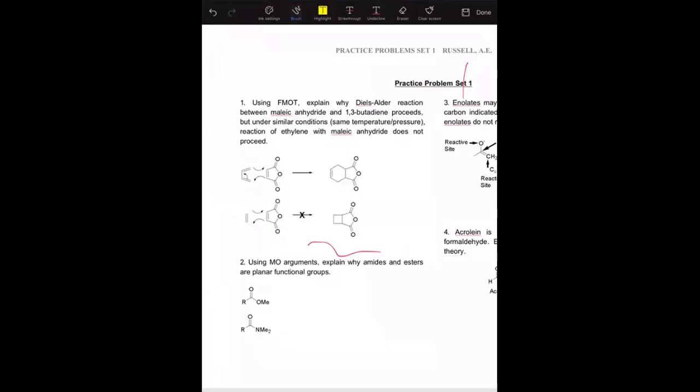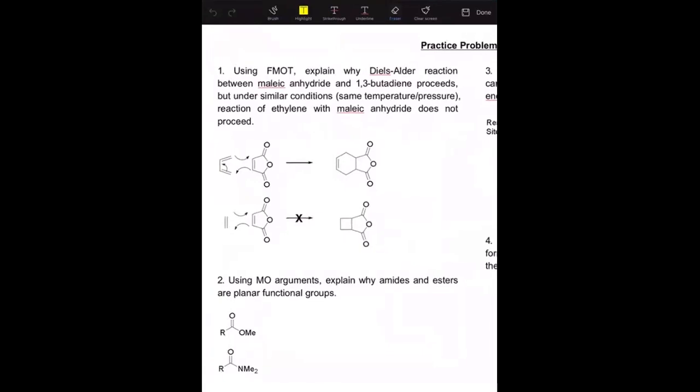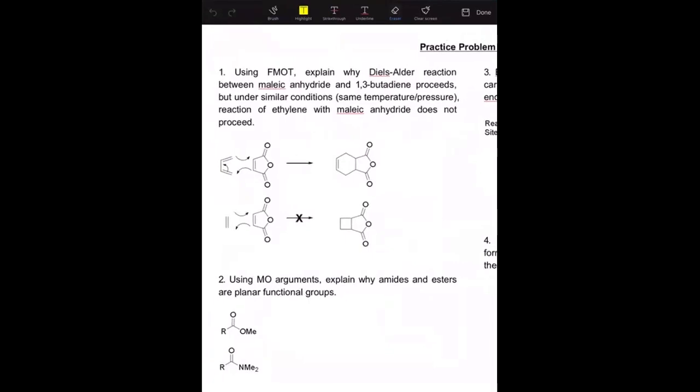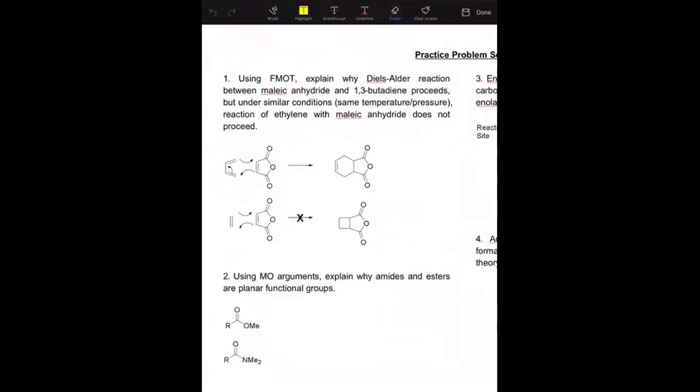All right, so the question up here says, and this is the first question on the problem set: using frontier molecular orbital theory, explain why the Diels-Alder reaction between maleic anhydride and 1,3-butadiene proceeds, but under similar conditions, same temperature and pressure, the reaction of ethylene with maleic anhydride does not.